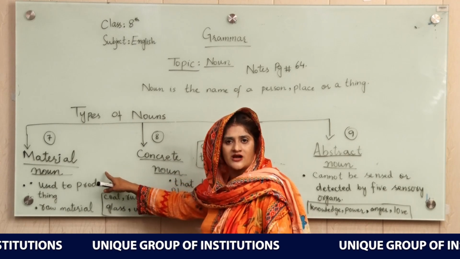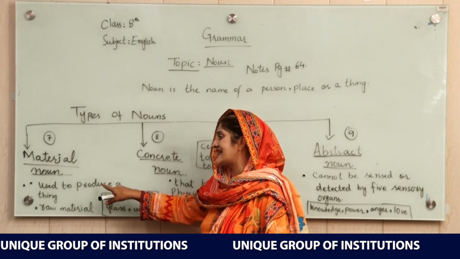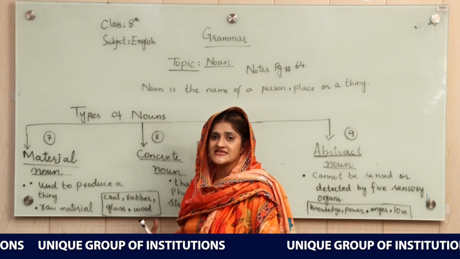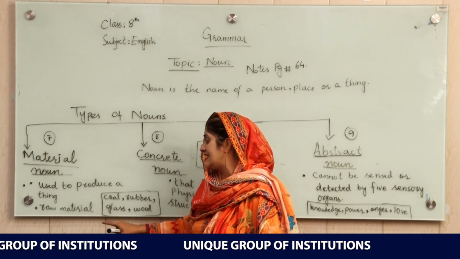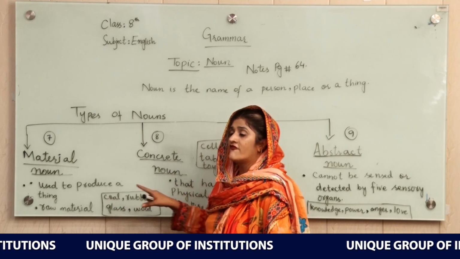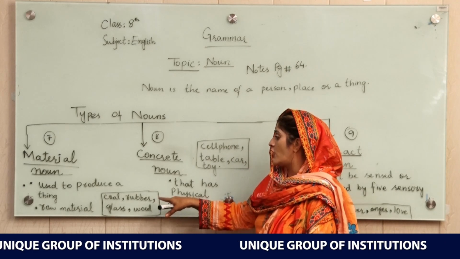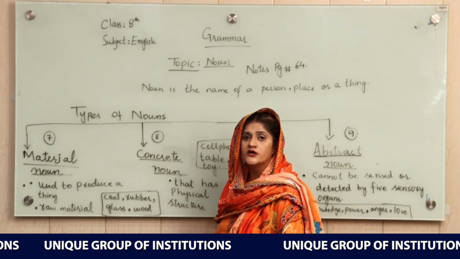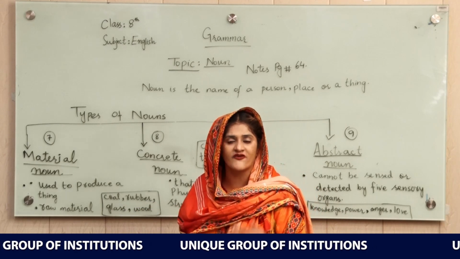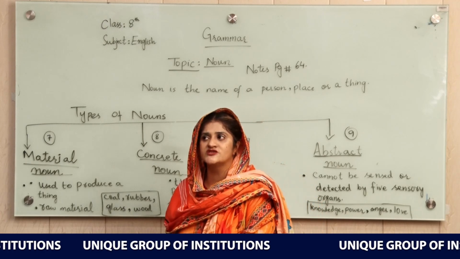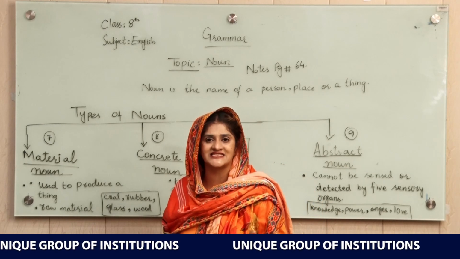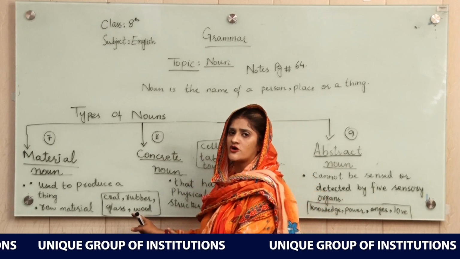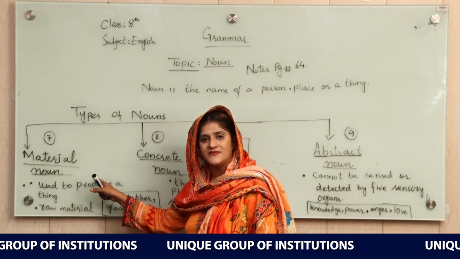Whenever we talk about some material noun, we tell about what is used to produce a thing, that is, where that thing was produced from. It can be a raw material. For example, I have written a lot of examples here, which are rubber, glass, wood. Whatever the material is. For example, if I ask you what the windows are made up of, you can simply answer it is made of glass. So glass, rubber, any material you are talking about, will come in the category of material noun.